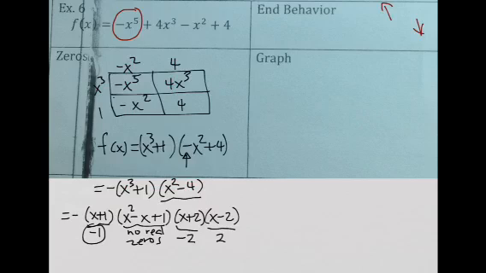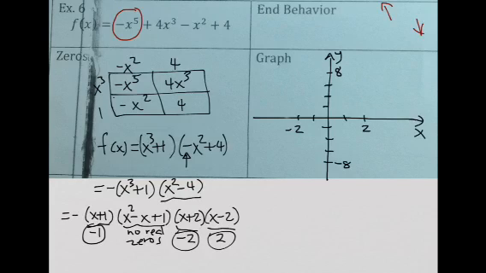So the graph is going to cross here, it's going to cross here, and it's going to cross here. Okay, so we're going to plot the points, the zeros that we have. So negative 1, negative 2, and positive 2. I also know the y-intercept is 0, 4. So notice on the y-axis I counted by 2, so 2, 4, 6, 8, so 4 would be right here.